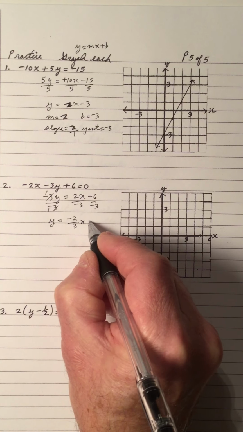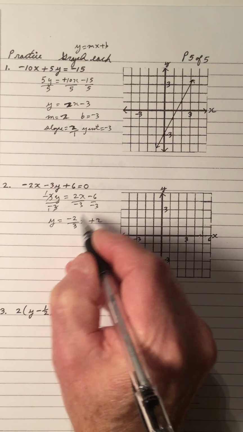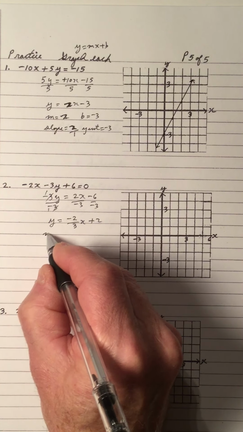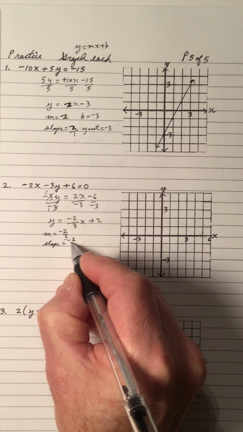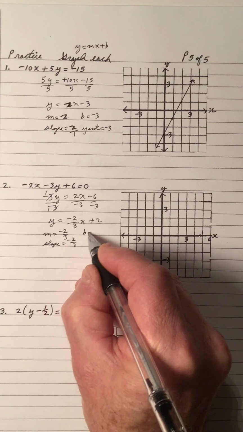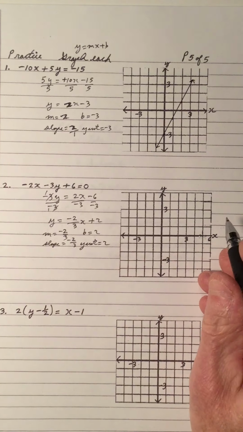Never leave the negative on the bottom. So positive divided by negative is a negative 2 over 3. Negative divided by negative is positive. So I have m is negative 2 over 3. So I have a slope of negative 2 over 3. Slope is negative 2 over 3. B is 2. So the y-intercept is 2.